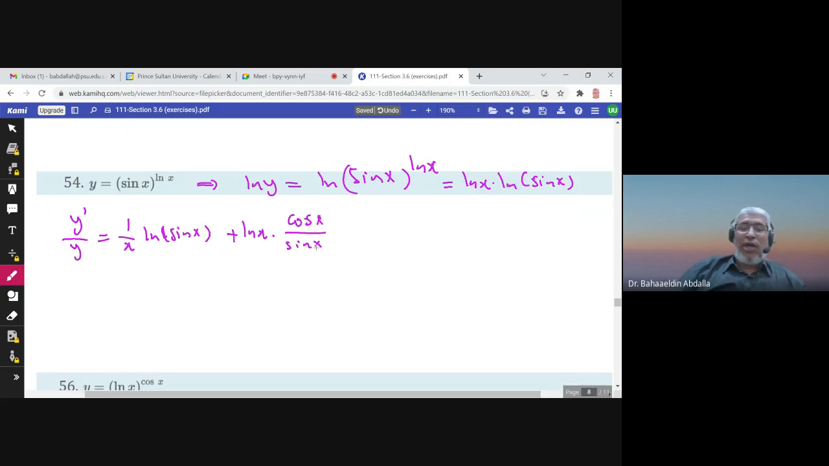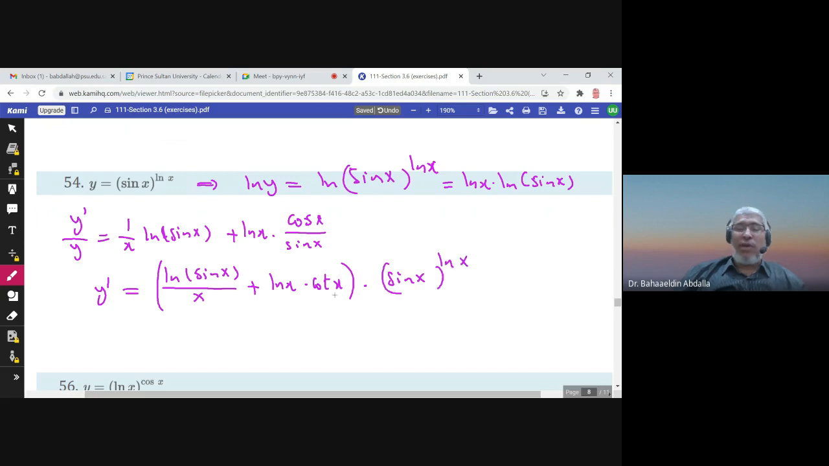So I can write finally y prime equals ln sine x over x plus cosine x over sine x. I can write it as cotan x, all of this times y, which is sine x to the power ln x.